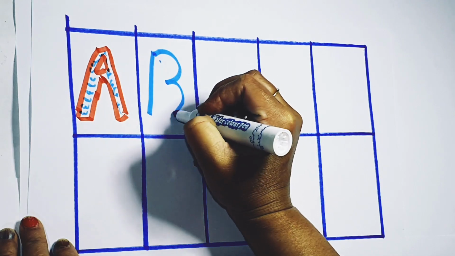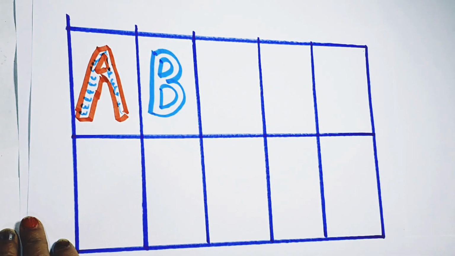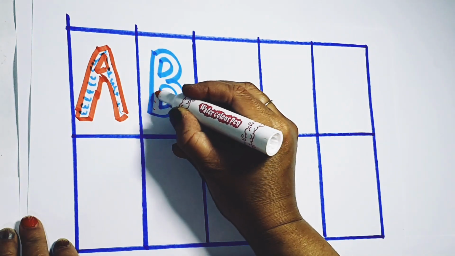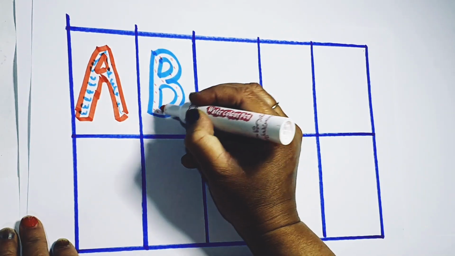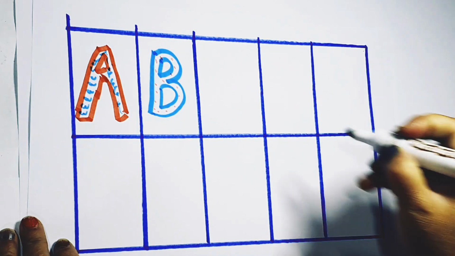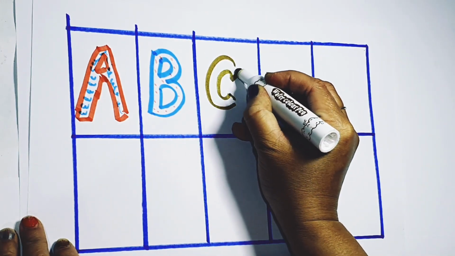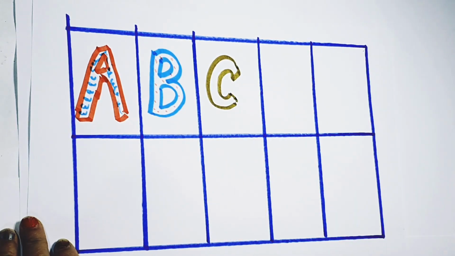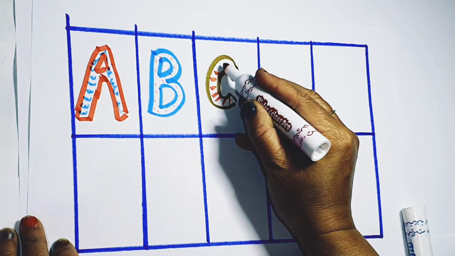B for butterfly. B for butterfly. C for candy. C for candy.